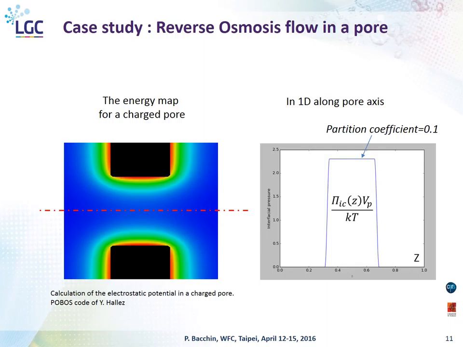So now I will go to Kai Studio. I will apply this kind of modeling to a particular case of reverse osmosis flow in a pore. And so to do that, if we are considering the transfer through a pore, you can have, for example, some electrostatic interaction with the wall, like it's calculated here through a code done by Yannick Alley in Toulouse to calculate the electrostatic potential. But here it's relatively complex because it's two dimension, and so in order to have a simpler system to start, I will consider this in one dimension, so along this pore axis here.